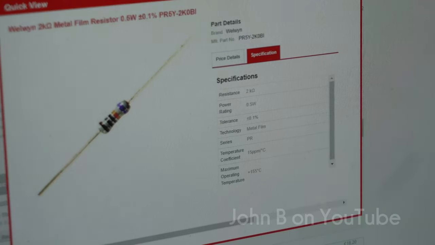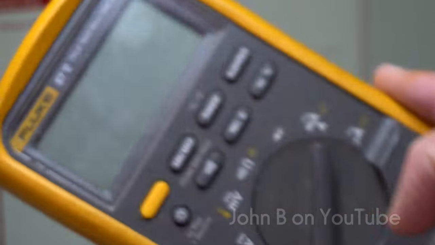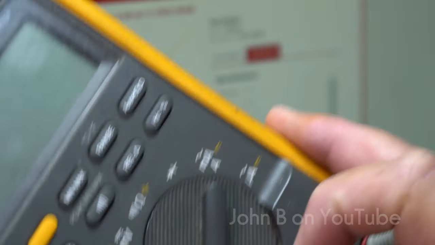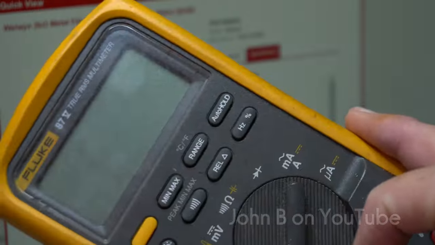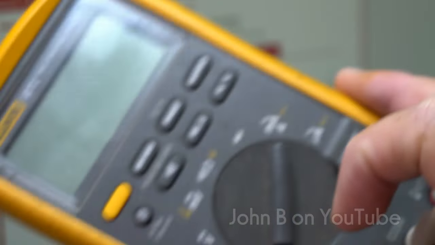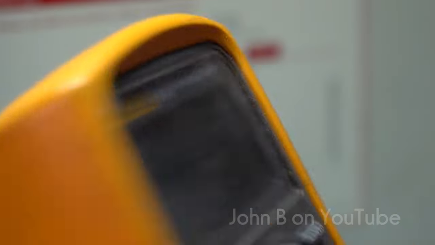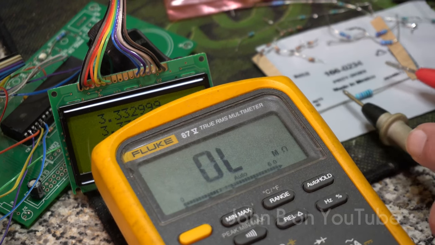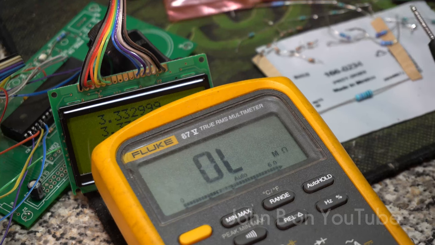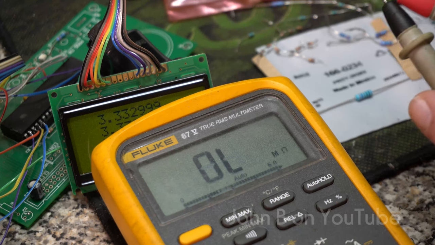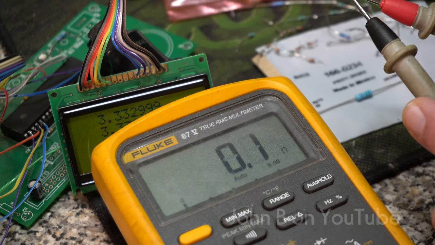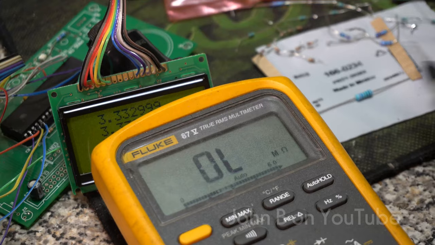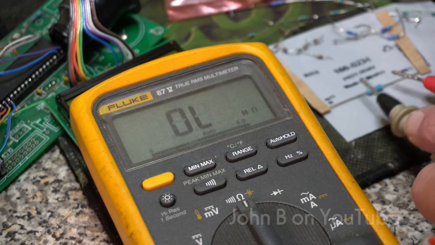I understand the input impedance to regular Flukes, like this Fluke 87, is something like 100 meg ohms. Is it 100 meg or 10 meg? I think it's 100. So let's measure this last resistor. So here's the last resistor of that 10. 2K plus or minus 0.1%, so that's plus or minus 2 ohms. So my leads, short them out. 0.1 ohm in the leads. Ready? 2K, here goes nothing.